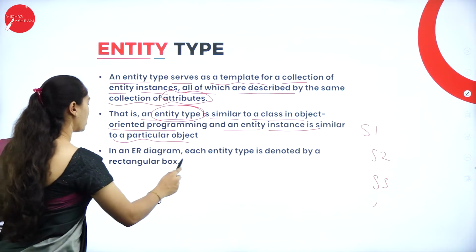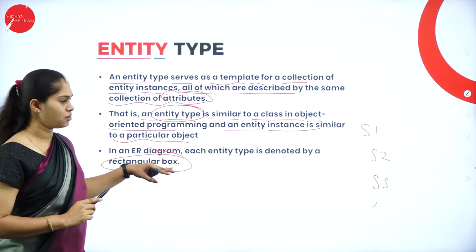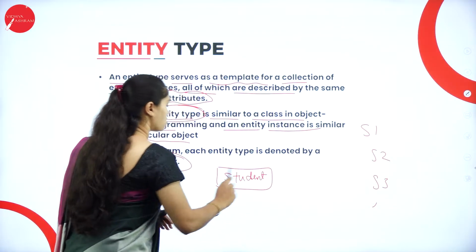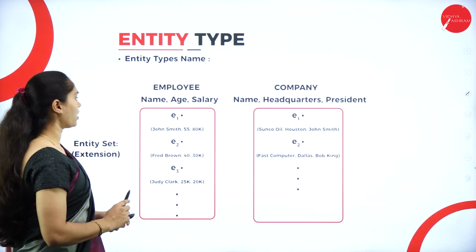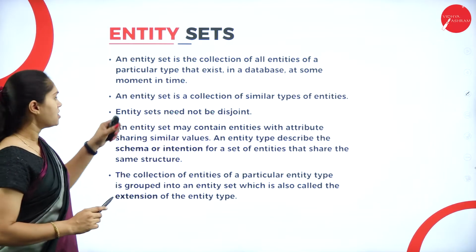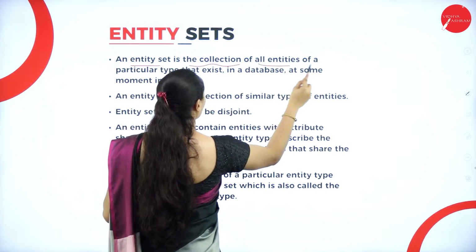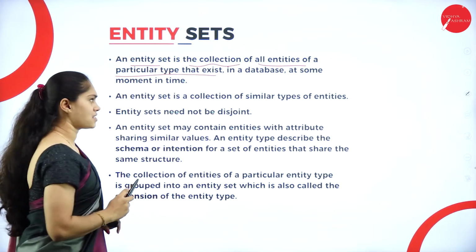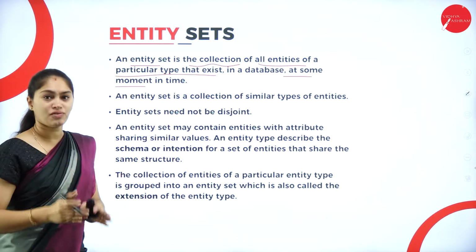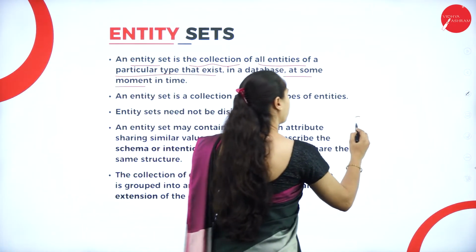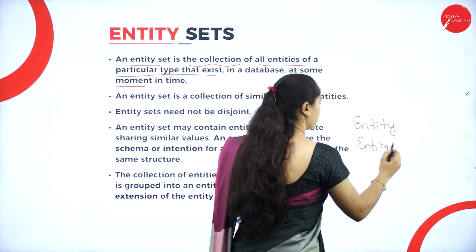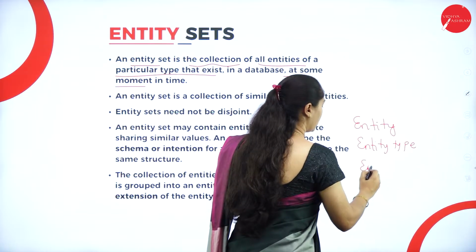And we are going to represent an entity in a rectangular box. That is what I have told here. For example, if I want to specify student as an entity, it has to be in the rectangular box. So here you can see the example. Before this example, we'll see about the entity set. An entity set is a collection of all the entities of a particular type that exist in a database at some moment in time. It is a collection of entities. So you just understand, we have an entity, we have entity type, and we have entity set.